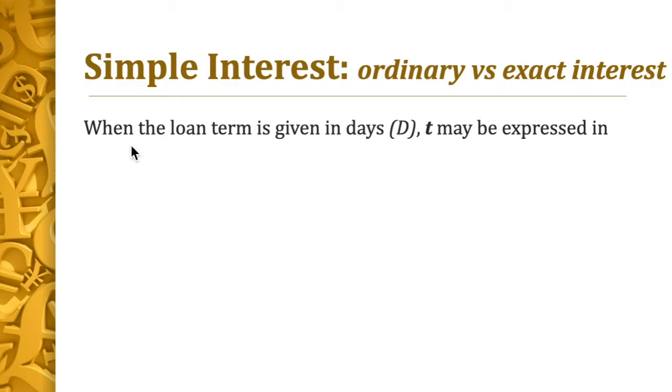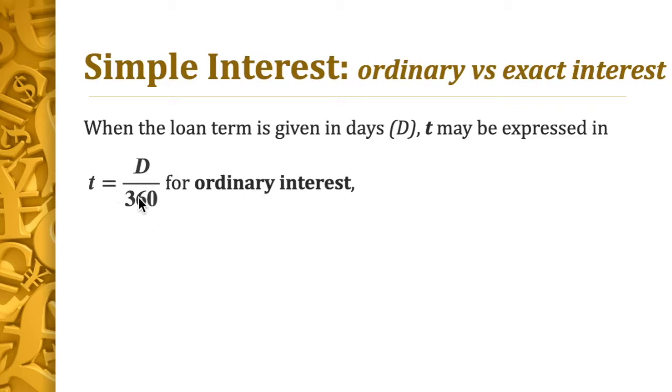So in our simple interest environment, remember our formula is I equals PRT. I is the interest, P is the principal, R is the annual interest rate, and T is time in years. Now the question pops up: what if T is not given in years, say if it is given in days? What shall we do? Let's first denote D as the number of days. Then T is equal to D, the number of days, all over 360.